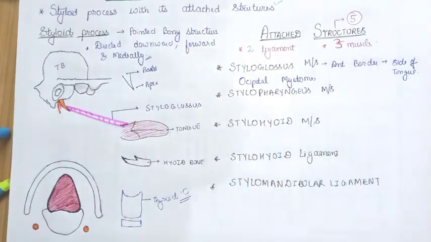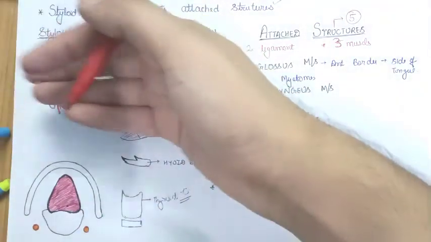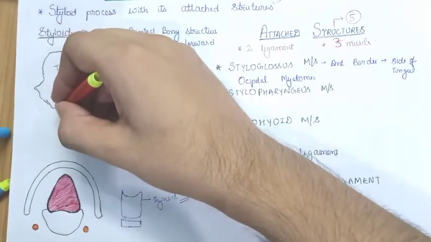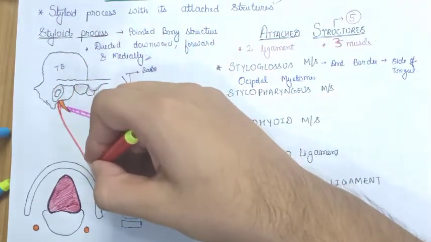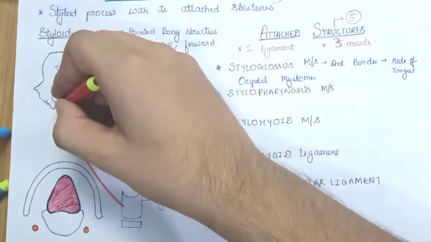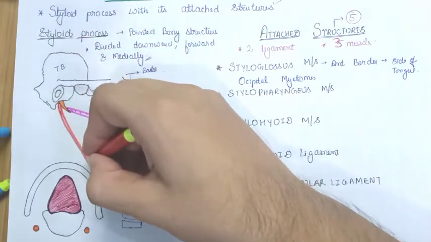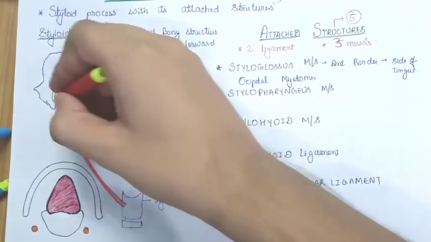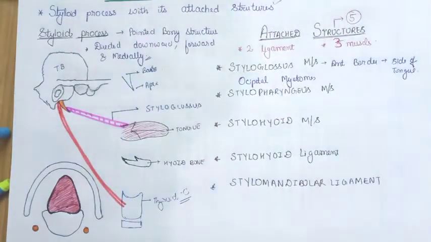Okay, so it originates from the medial side of the base and inserts into the lateral lamina of the thyroid cartilage. This is the stylopharyngeus muscle. We have discussed it in the video on pharynx anatomy.